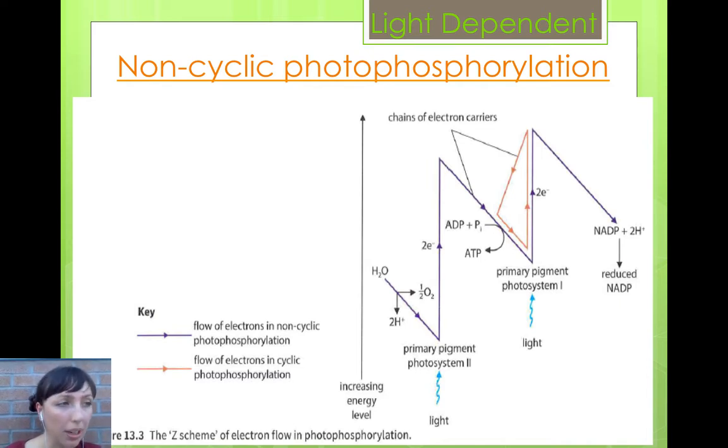Its primary pigment receives replacement electrons from the splitting of water. As in cyclic photophosphorylation, ATP is synthesized as the electrons lose energy while passing along the carrier chain. Okay, so this Z scheme is something you need to be able to draw. Let's watch a video of non-cyclic photophosphorylation.